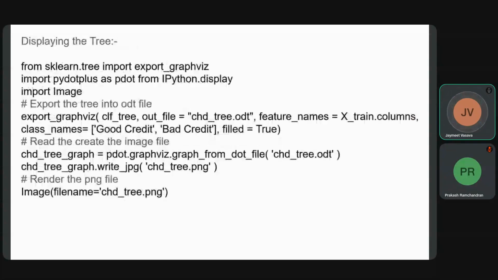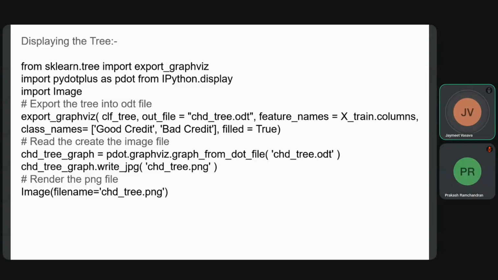So now we'll be displaying the tree. We will be using graphviz, which scikit-learn uses to make the decision tree, then pydotplus in order to use it in the Jupyter notebook. The export graphviz function is used. The first argument is nothing but the tree that we have built, the clf tree or classification tree.